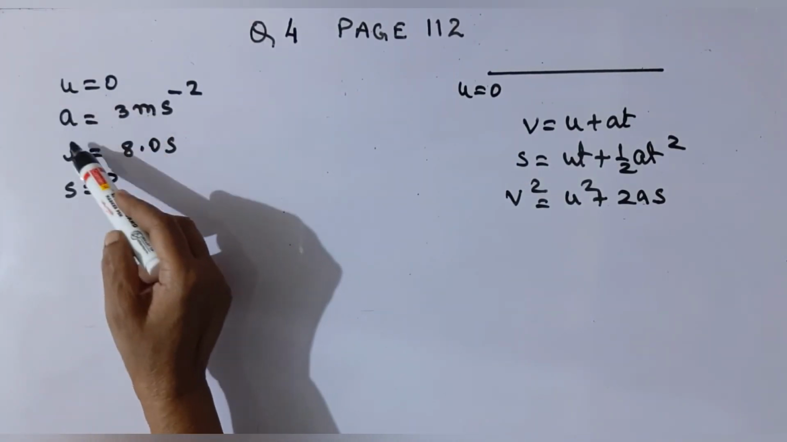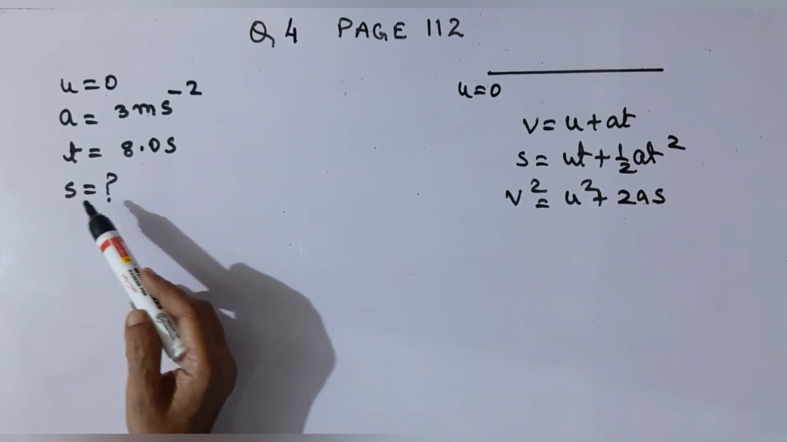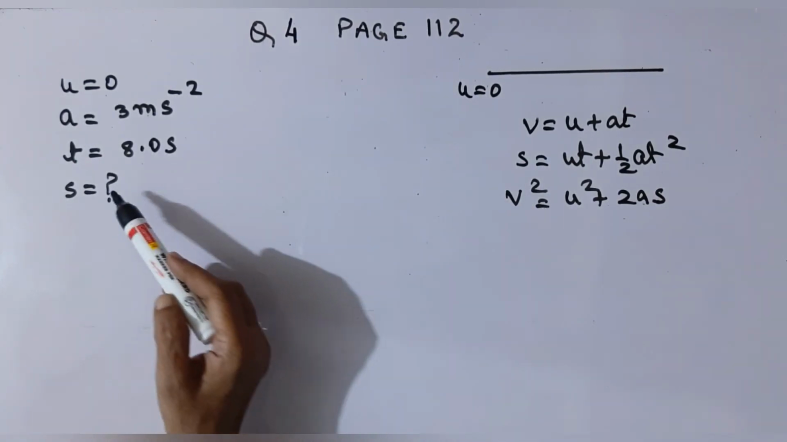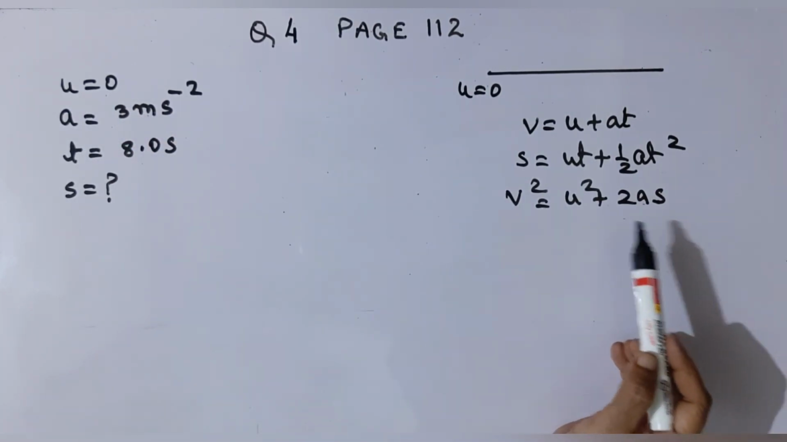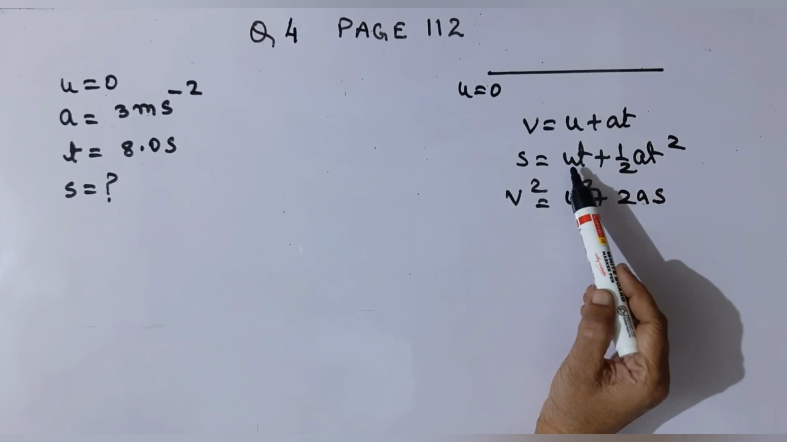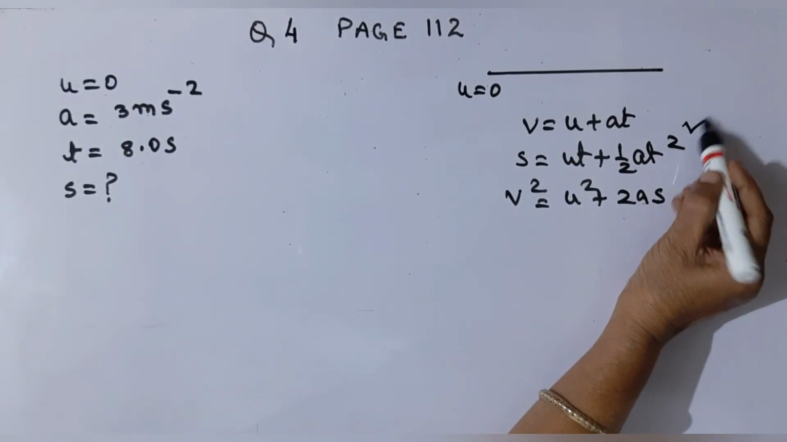Here we have u, a, t and s. s is to be calculated. So we find an equation which contains only these 4: u, a, t and s. So this is our equation.